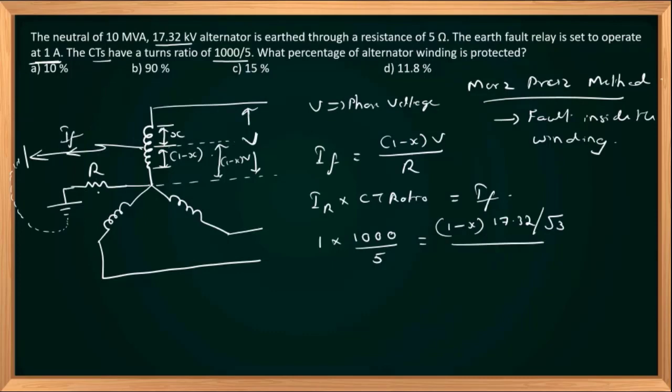ഡിനോമിനേറ്ററിൽ എന്താ R ഉണ്ട് അല്ലെ. Here the value of R is the resistance connected between the neutral and the earth. Neutral earth ഇരിക്കുന്ന resistance ആണ് R. In the given problem it is 5 ohms. So simplifying this you will get 200 is equal to 1 minus x into 17.32 by √3. The value of √3 is 1.732. So if you divide 17.32 by 1.732 you will get 10. 10 divided by 5, which is 2. So 1 minus x is equal to 100.